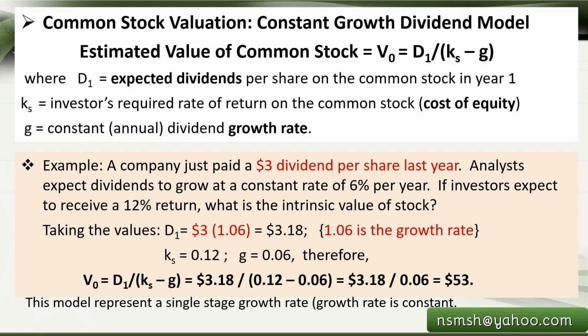So the next one is the constant growth dividend model. The estimated value of common stock equals the expected dividend per share, for year 1 for example, which is given, divided by the investor's required rate of return minus the growth rate. That is important. The investor's required rate of return, you can say, is the cost of equity.